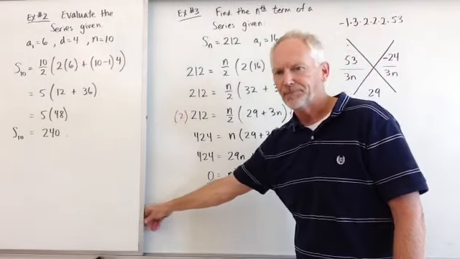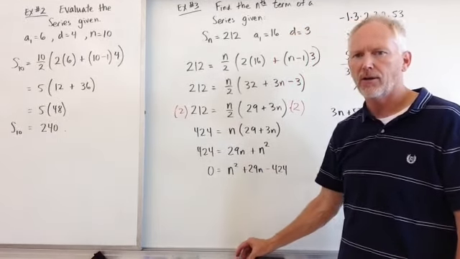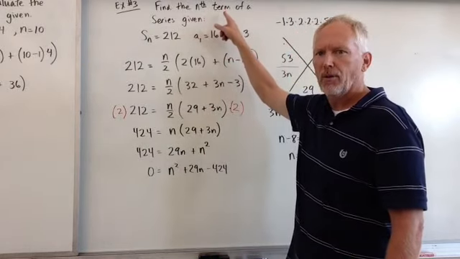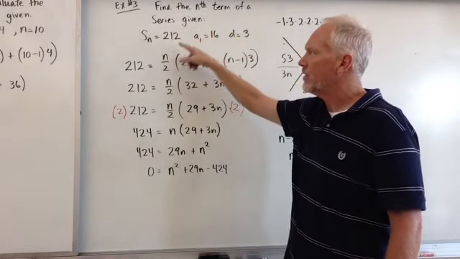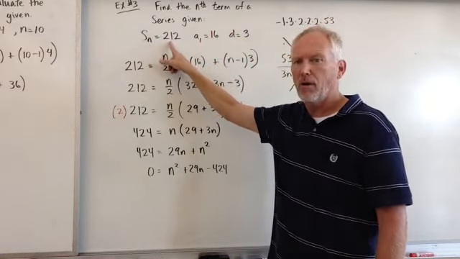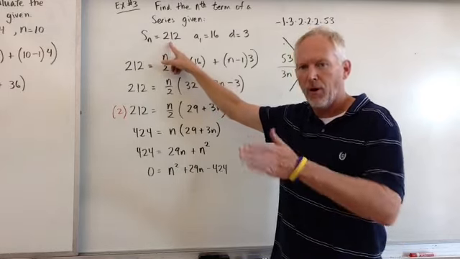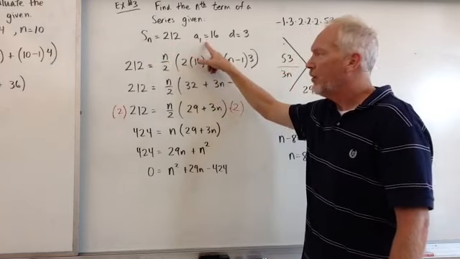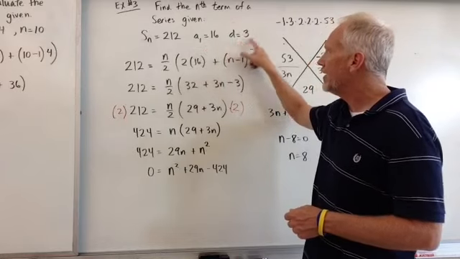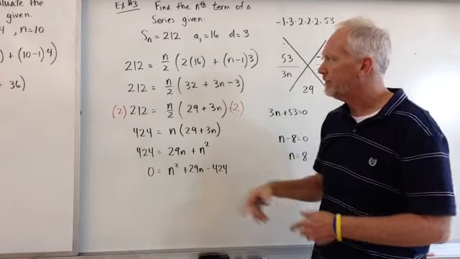Okay, last one. We might have a situation here where we are asked to find the nth term of a given series, given this information. The sum is 212. We don't know how many terms there are, but the value is 212 once you add up all the numbers in the series. The first term is 16. Okay, that's good. We got something there to work with. And d is 3. So now we have to solve for n.